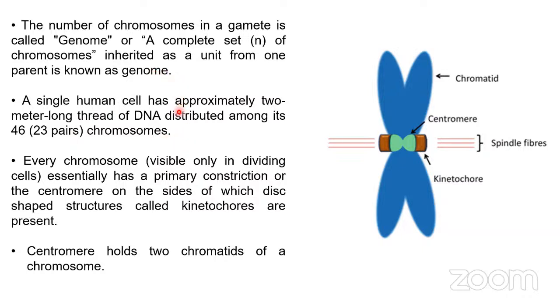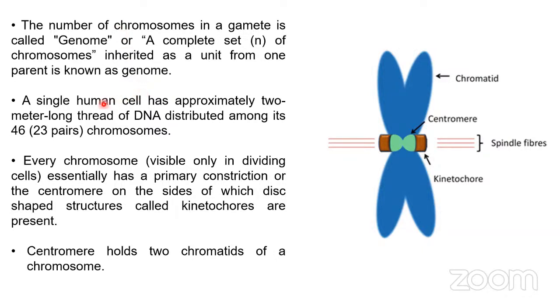So the total gene content, or the number of chromosomes in a gamete, that is, the gamete only contains a single set of chromosomes. In gametes, n is equal to 23. That will form a unit which is known as the genome.